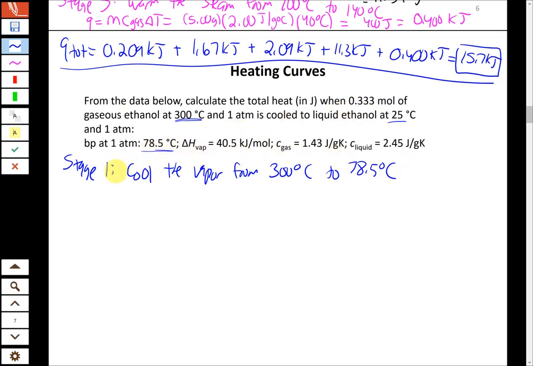Now here we're going in the opposite direction. Before we were starting with solid and we were heating it up. Here we're starting with gas phase substance and cooling it down. So we're going in the opposite direction. So the signs are going to be different. They're all going to be negative in this case, but the math is still very similar.